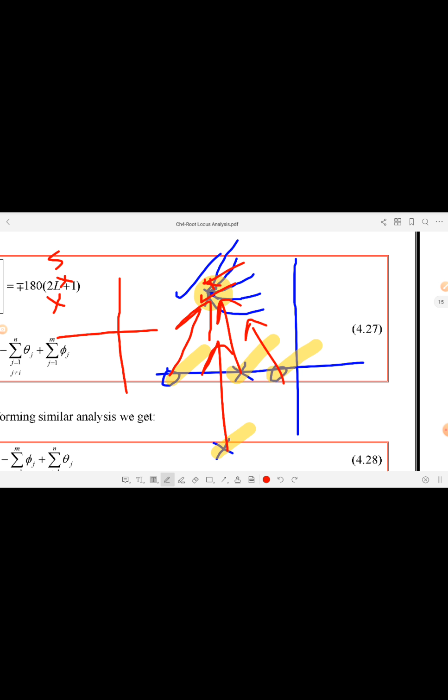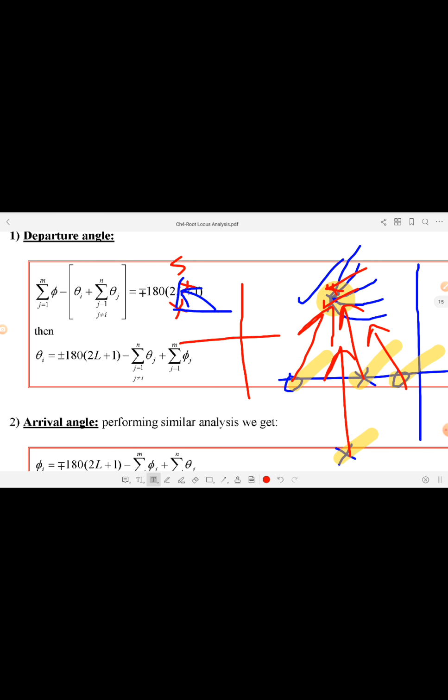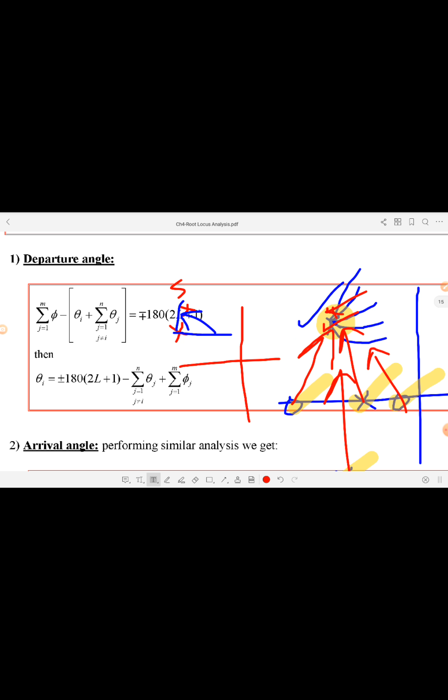Okay, so the angle will be this angle from the pole or zero of interest to the test point, and we can measure it counterclockwise from the positive real axis. So this is the angle that we will calculate. After this discussion, we can find the angle of departure and the angle of arrival from complex poles or zeros.